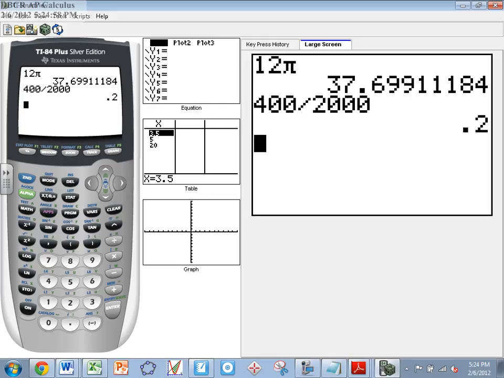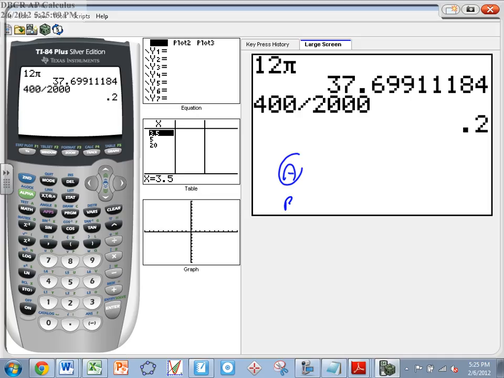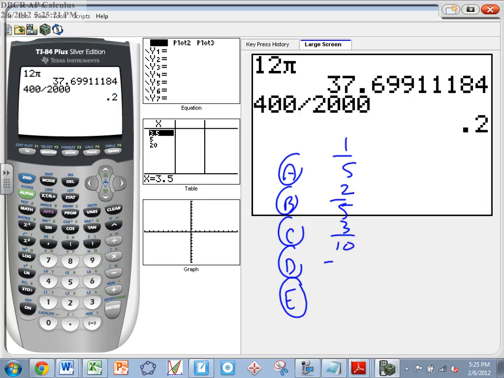Now, let's say that it's not a grid. If it's a grid in, sure, grid in 0.2, you're done. But let's say it's multiple choice. And the choices are as follows. Your choices are 1/5, 2/5, 3/10, -2/3, and 1/9.